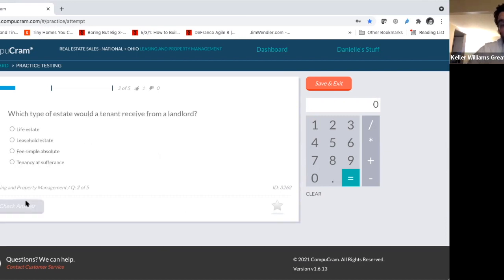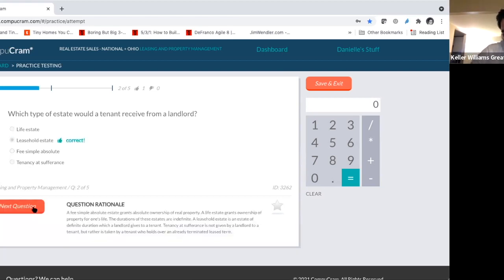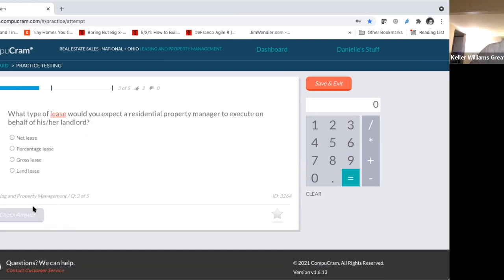Question number 2. Which type of estate would a tenant receive from a landlord? A, a life estate, B, a leasehold estate, C, a fee simple absolute estate, or D, a tenancy at sufferance? Sure, we've all leased a property at one time or another in our lives. We don't get to stay there for life, maybe for better or for worse, but the leasehold estate is what you get when you lease a property as a tenant.